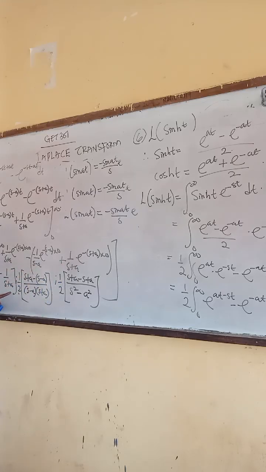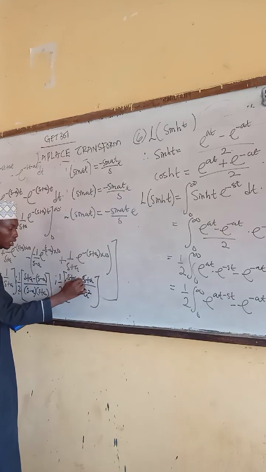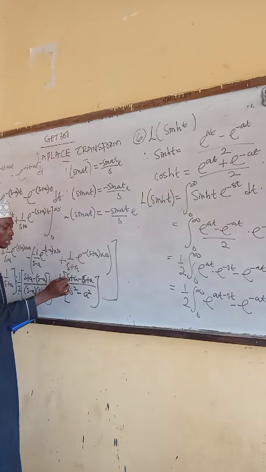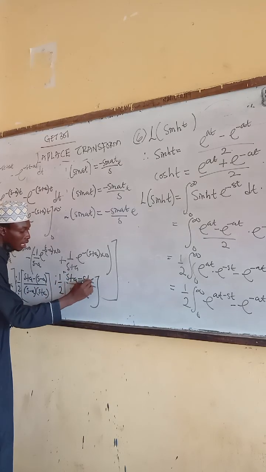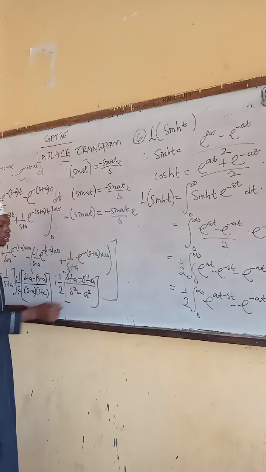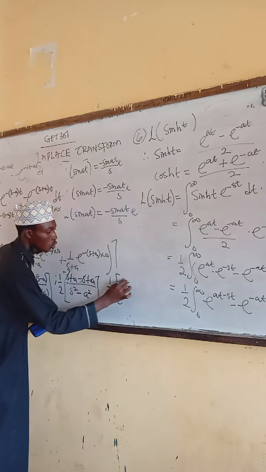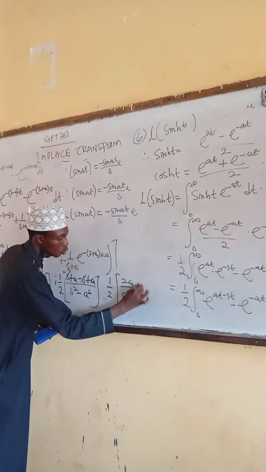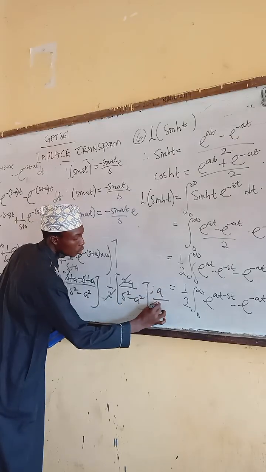So you now find the LCM here. You know that 1 over 2 is outside, right? So now from this place, what can cancel? Is it s that will cancel? No, it's not s. It's a that will cancel. It's s plus a minus s plus a, right? s cancels s, so we are left with 2a. 1 over 2 into 2a over s squared minus a squared. 2 cancels 2, so you are left with a over s squared minus a squared.